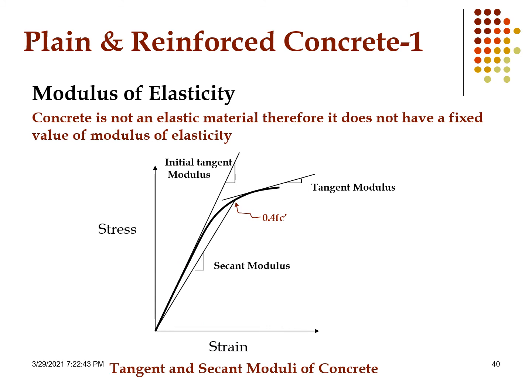Now the modulus of elasticity E for the concrete. We have three different moduli of elasticity for concrete. One we call the initial tangent modulus, which is basically the tangent of the initial straight line. Then we have the secant modulus, which is a line from 0 to the point where we achieve 40% of f'c. And third, we have the tangent modulus, this one. Normally for design purposes, we use the secant modulus, which is at 40% of f'c.